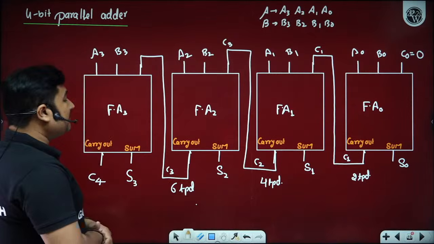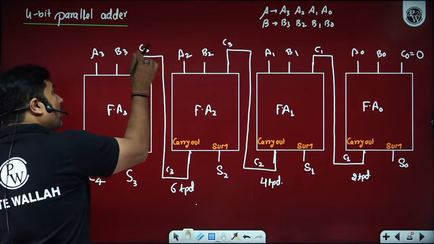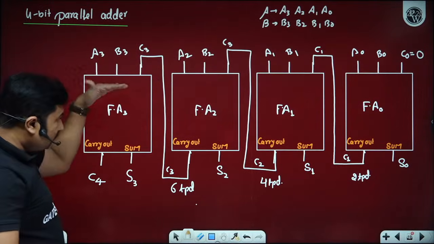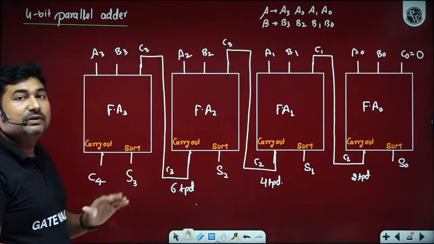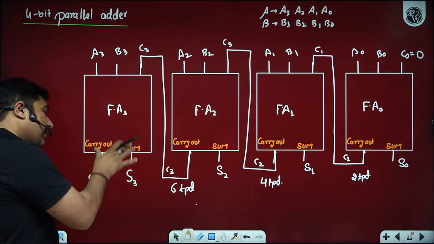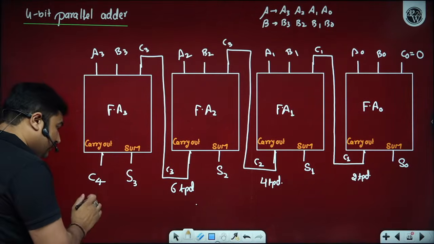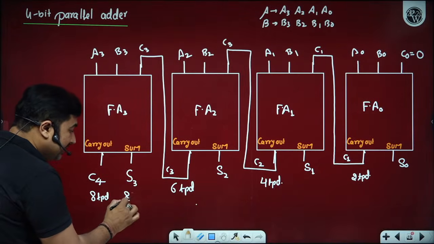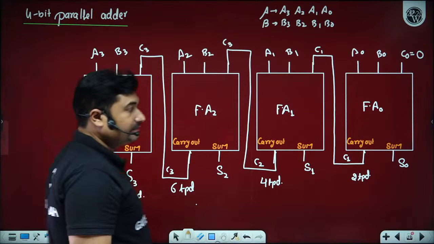Once C3 is available, only then can you say all the 3 valid inputs are available to the full adder. Now this full adder again takes 2 TPD time to perform addition, S3 as well as C4. So C4 and S3 both are available after 8 propagation delay time.